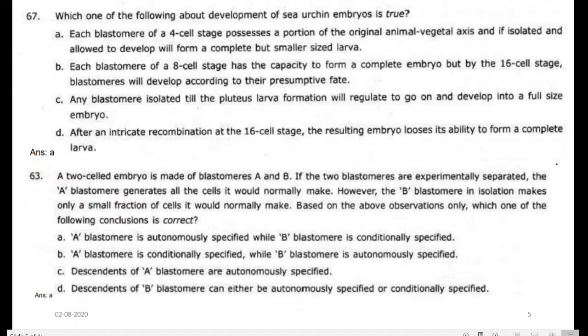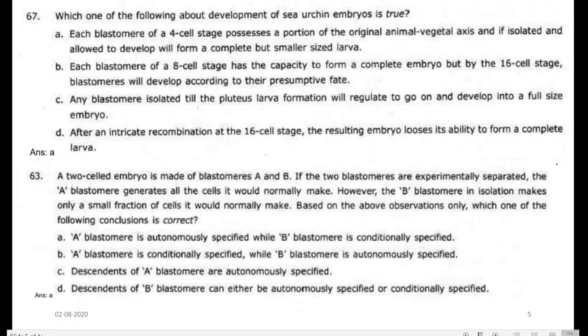What is the correct scenario for the above observation? A is the correct one. Conditionally specified means they have restrictions in their developmental system, that is, a genetically adapted, genetically modified environment. Okay, they are developing in a conditional manner.